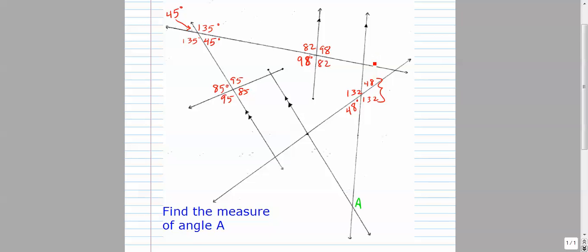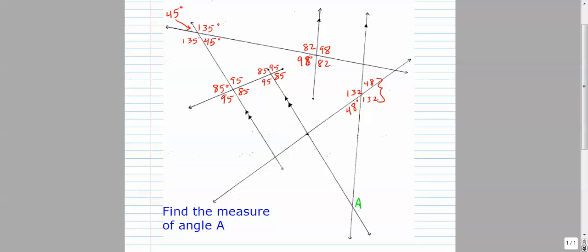Next, let's make a jump to our other cluster here, using the idea of parallel lines cut by a transversal. We've got ideas like corresponding angles. We talked about all these before. So 85 and 85, 95 and 95. You can also use your ideas of alternate interior angles, alternate exterior angles, consecutive interior angles, and so on and so forth.